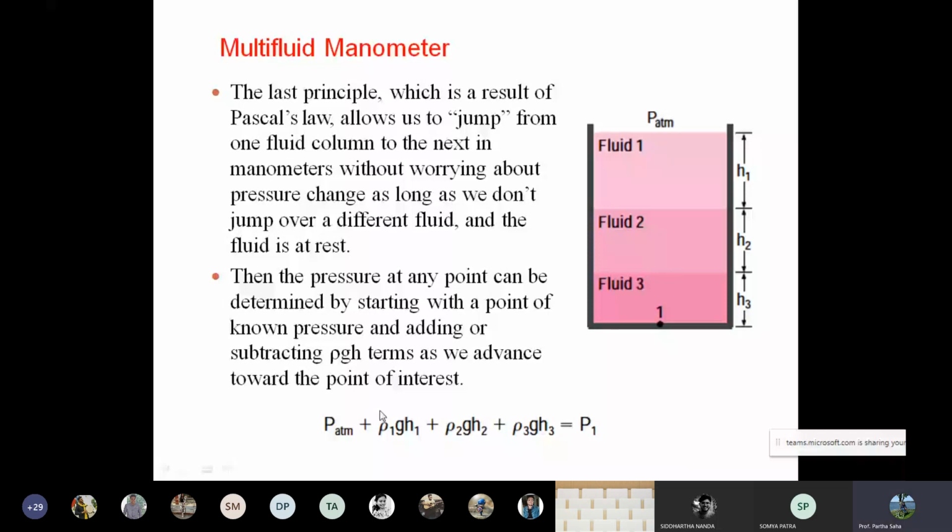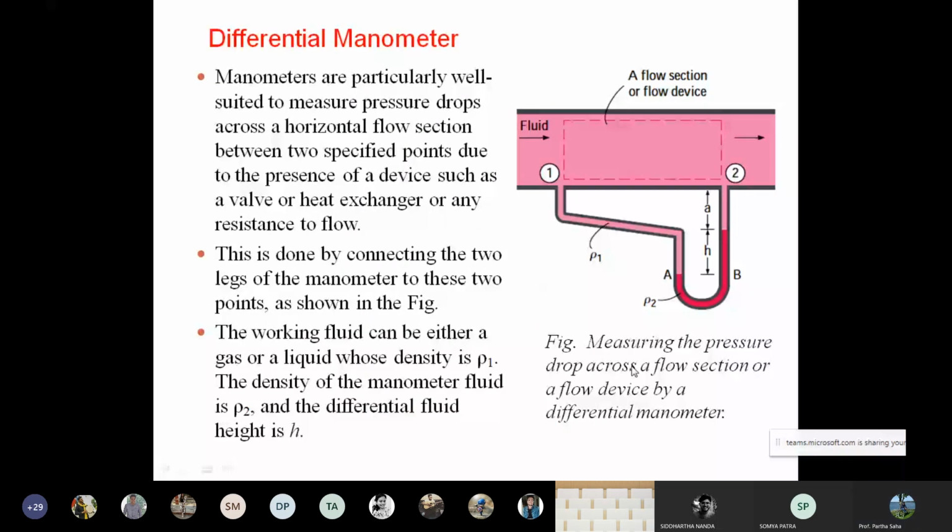Now, the differential manometer, I think I have talked about it. Manometers are particularly well suited to measure pressure drop across a horizontal flow section between two specified points due to the presence of a device such as a valve or heat exchanger. So here, the pressures at position 1 and position 2 are different, so the liquid rise or liquid depression will be different, right? Using that concept, you can determine pressure. If you know the pressure at one arm, you can determine the pressure at the other arm, right? Because of hydrostatic equilibrium.